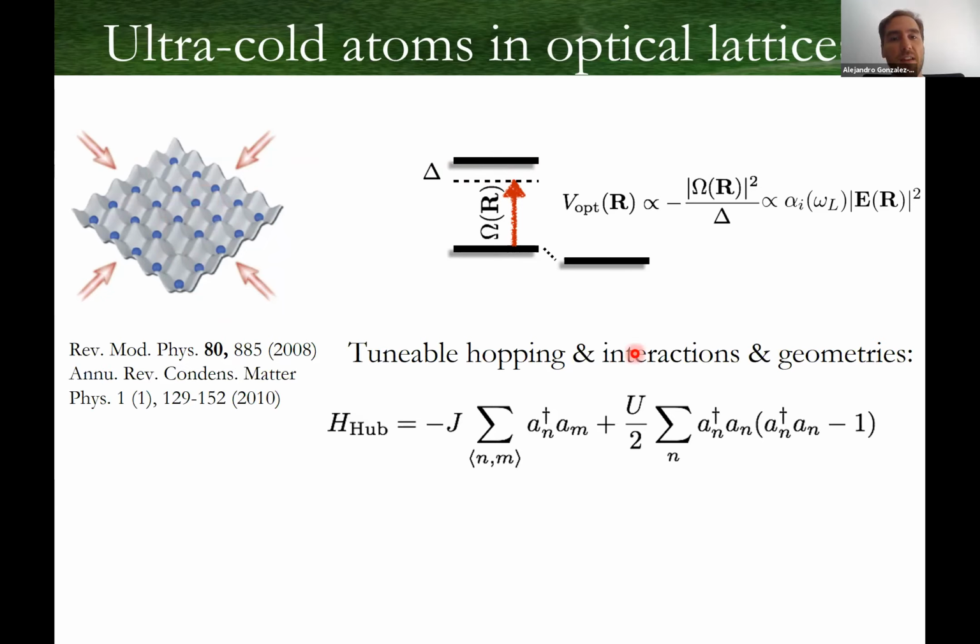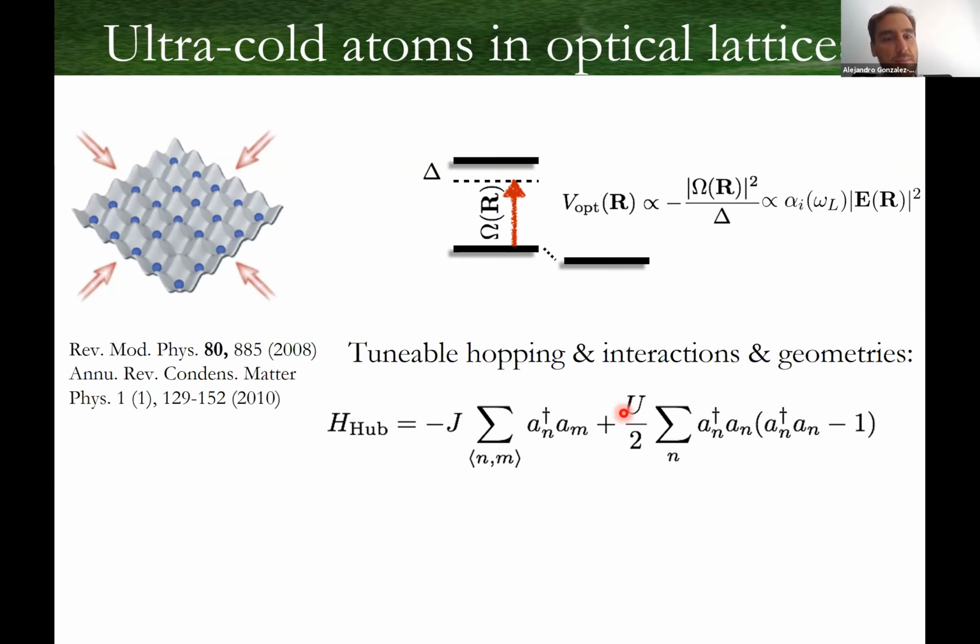There are things like Feshbach resonances, but basically when the atoms are on top of each other in the same lattice site, you have some local energy penalty. So they are very well known for being good simulators of the Fermi and Bose-Hubbard models, and everything is very tunable.